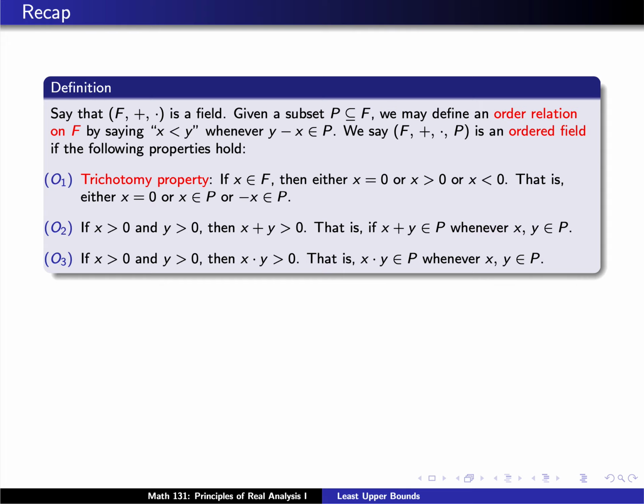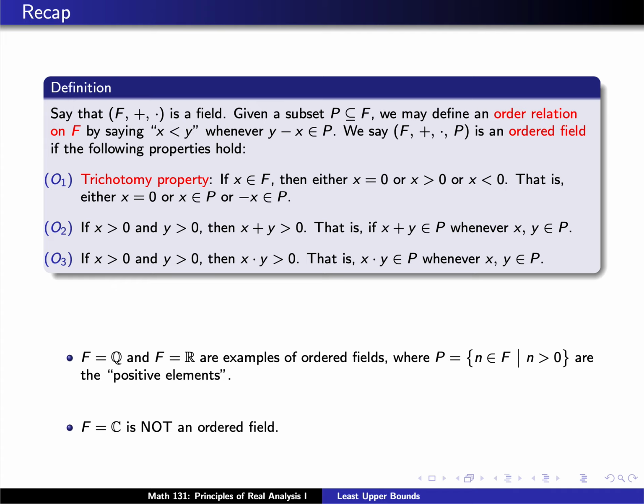That is, whenever x and y are elements of P, the sum x plus y is an element of P. And third, the product of two positive elements should be positive. That is, whenever x and y are elements of P, the product x times y is an element of P.